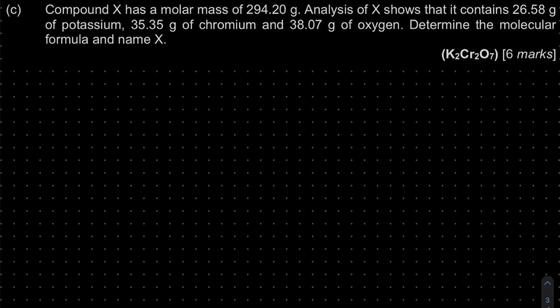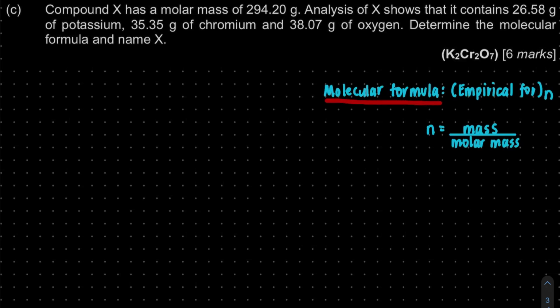Okay, so how do we determine the molecular formula? The molecular formula is equal to the empirical formula to the power of n, or subscript n. How to determine the n? We can calculate it through mass divided by molar mass. So the mass of the compound is already given as 294.20 gram, but how to determine the molar mass? To determine the molar mass, we have to know the empirical formula itself.